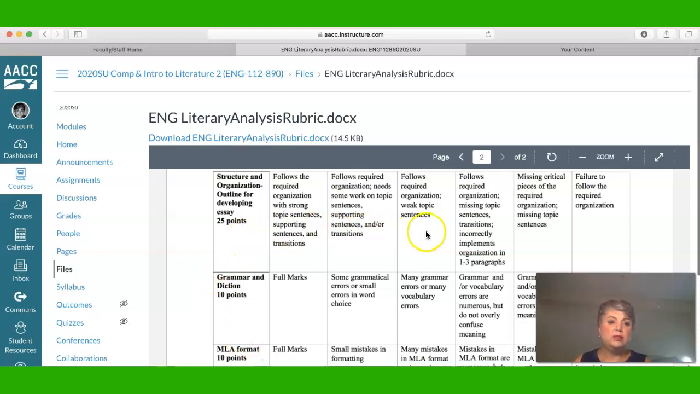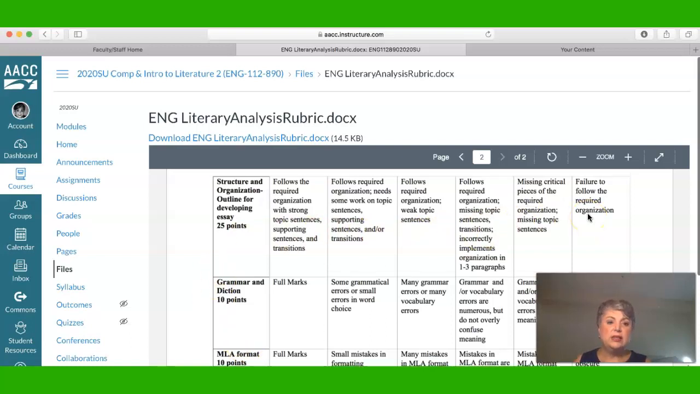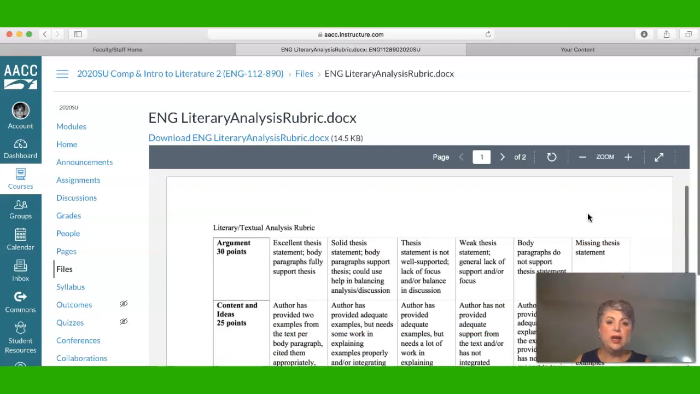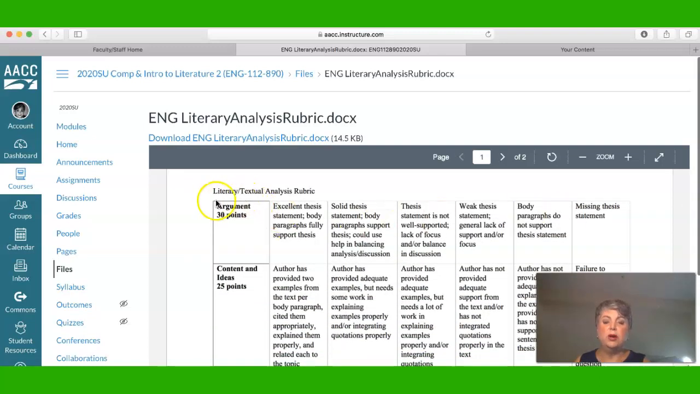And if you run across it horizontally, you'll notice that within the individual categories, there's a bucket. For example, on argument, which is worth 30 points, if you're missing a thesis statement, you only get a few points out of 30. If you have a solid thesis statement, it's maybe 20 or 20-ish points. If you have an excellent thesis statement, this is the focus of your essay, and your body paragraphs fully support that thesis or that argument, then you get most or all of the 30 points out of that category. That's the way the rubric works.